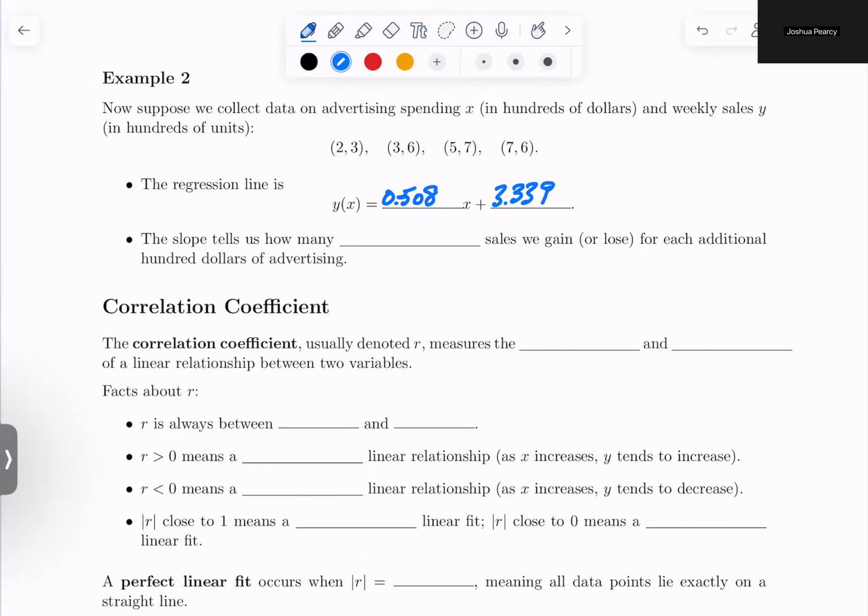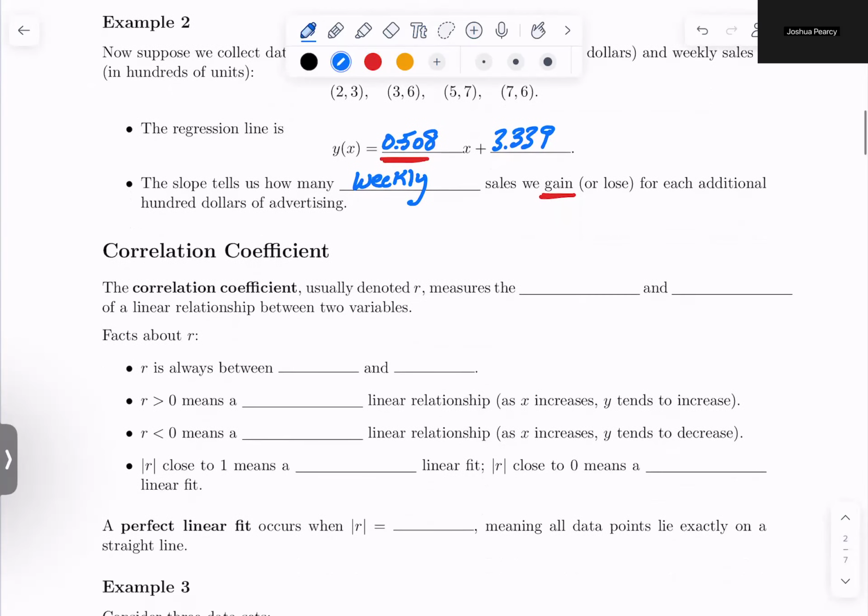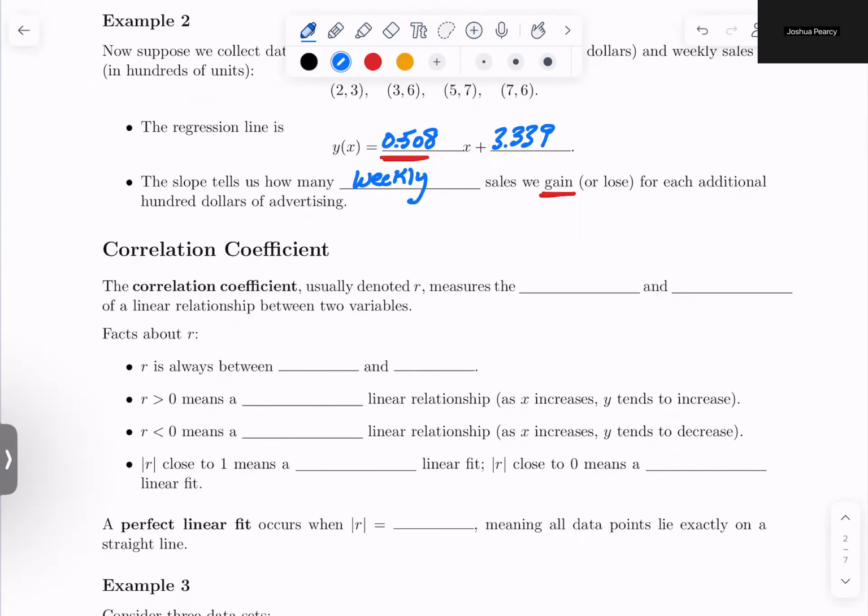So the slope tells us how many weekly sales we gain in this case. The reason it's gain is because the sign of the slope here is positive. So that means we're actually gaining for each additional $100 of advertising spent.